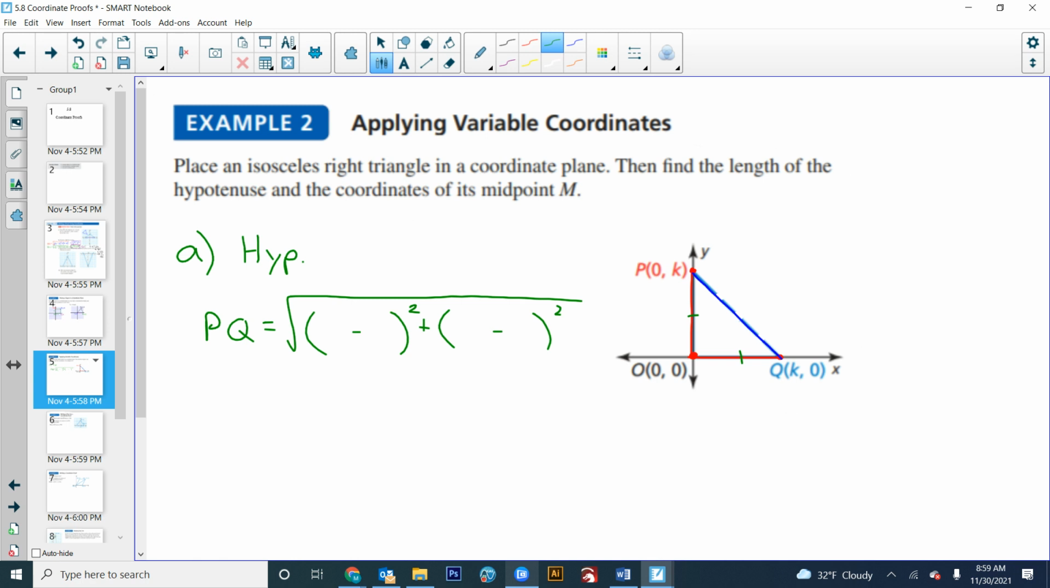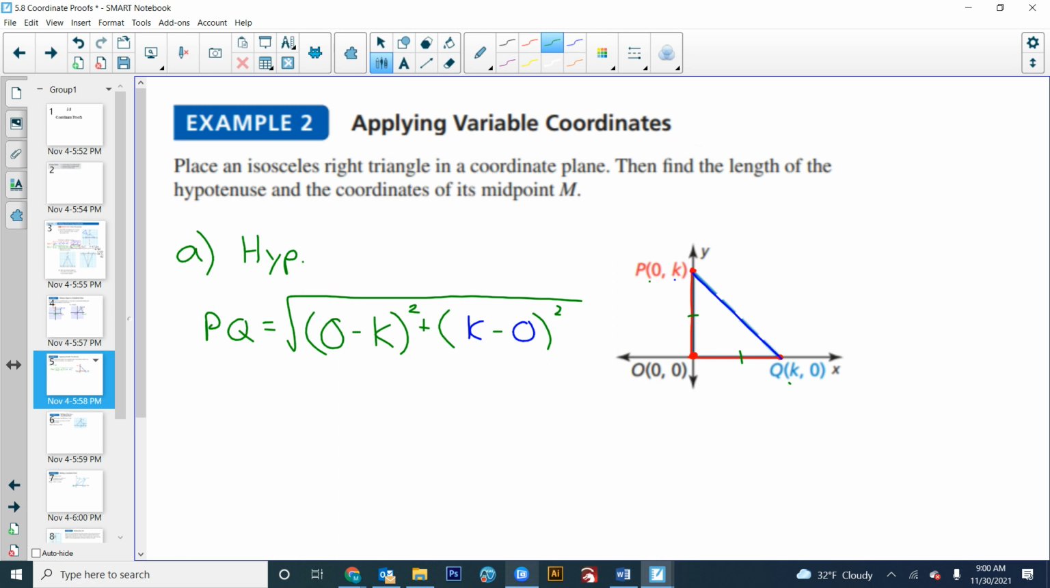Tessa, what do you want to put in the first set of parentheses? Honestly, I don't know. You remember the distance formula, Tessa? I can help you out if you don't. It's where you subtract the x's and then subtract the y's and square them. So what's this point's x value? 0. What's this one? So we're going to do 0 minus k. And then we're going to do the y's. So what's this one's y value? Minus. Good.